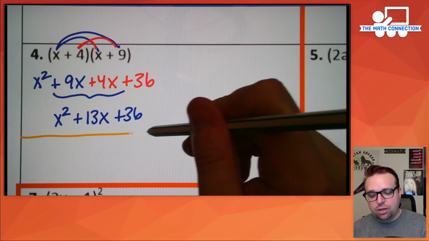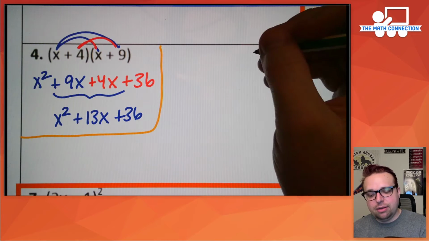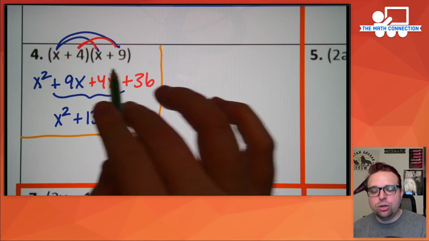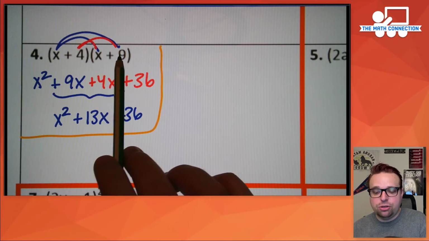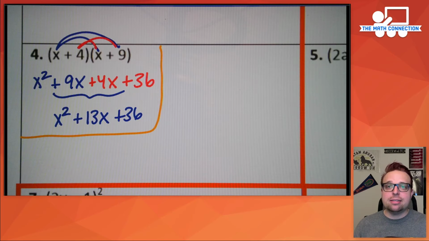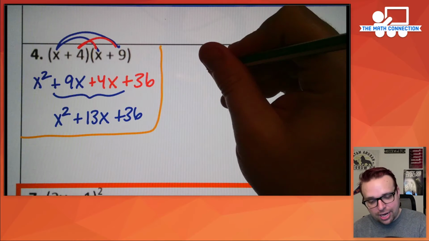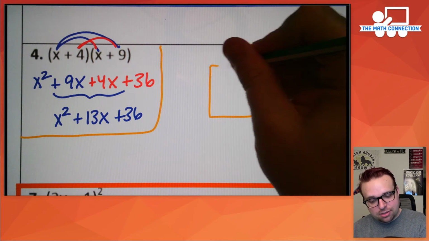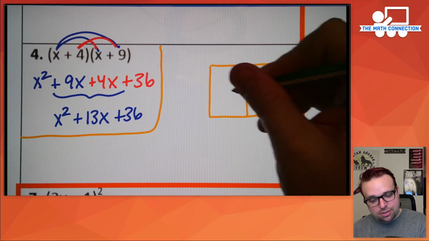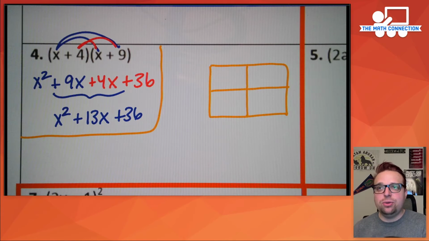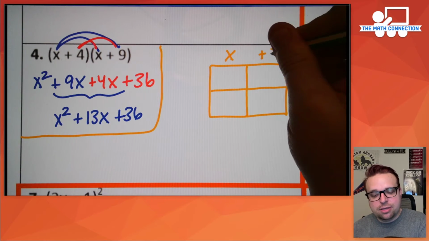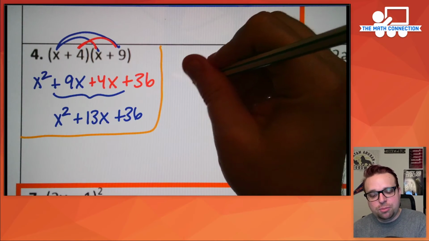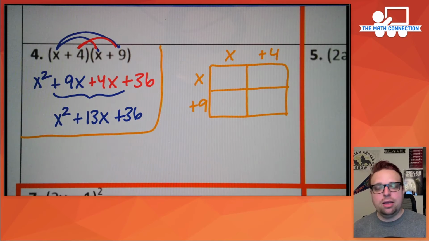Let's use a color I didn't use yet. How about orange? Let's do orange, and we'll do the box method. The box method: how many terms are in each thing? There's 2 terms in the first thing and 2 terms in the second thing. So I need a box that is 2 by 2. Here it is, and it is 2 by 2. Take the first 2 terms, put them across the top. Take the second 2 terms, put them across the side.